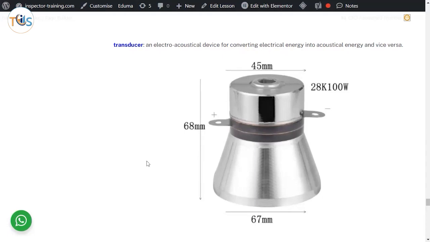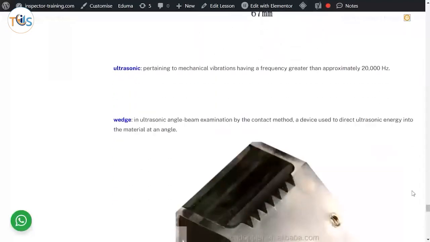Transducer, again, is an electroacoustic device for converting electrical energy to acoustic. This is a real picture of that with the dimensions and all that. You can see what it is, and this is practically the number the manufacturer has given it. So it's a probe actually, the transducer. Ultrasonic, obviously any sound above 20,000 hertz that's not detectable by the human ear is called ultrasonic, because you cannot hear it, and hence the name.